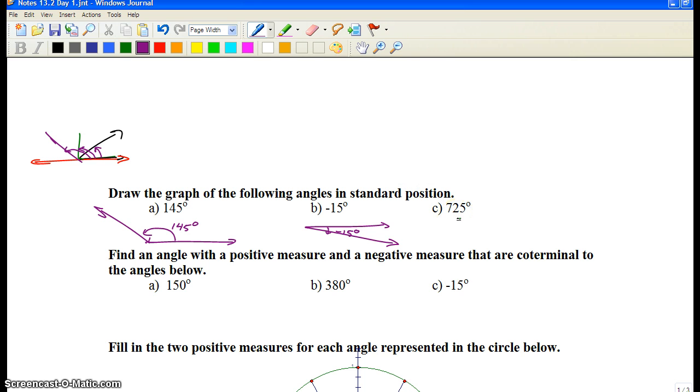Okay, 725. Here's our initial side. How do we draw a 725 degree angle? We have to rotate, right? How many rotations is that? 720 is 2, so 725 is 5 more degrees than 2 full rotations. That's 360. That's 720 and 5 more. And you can just label this 725 degrees. Cool.